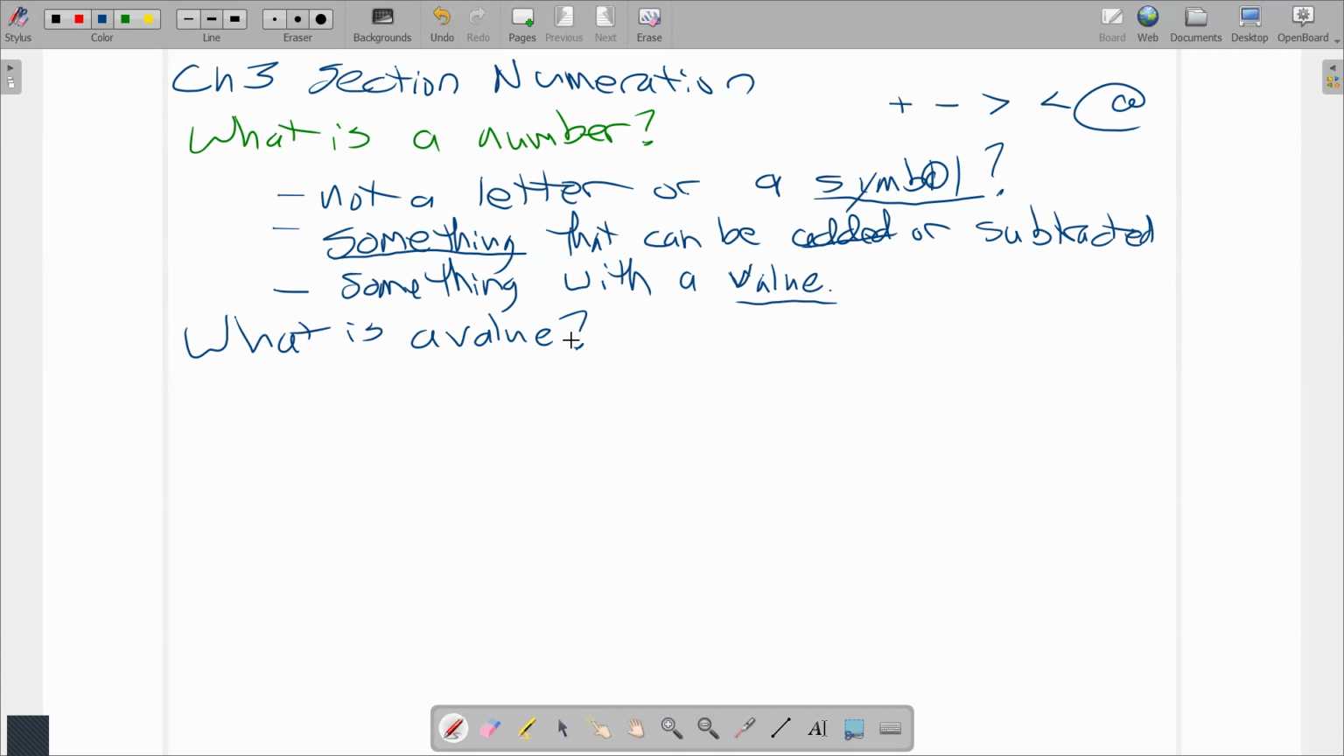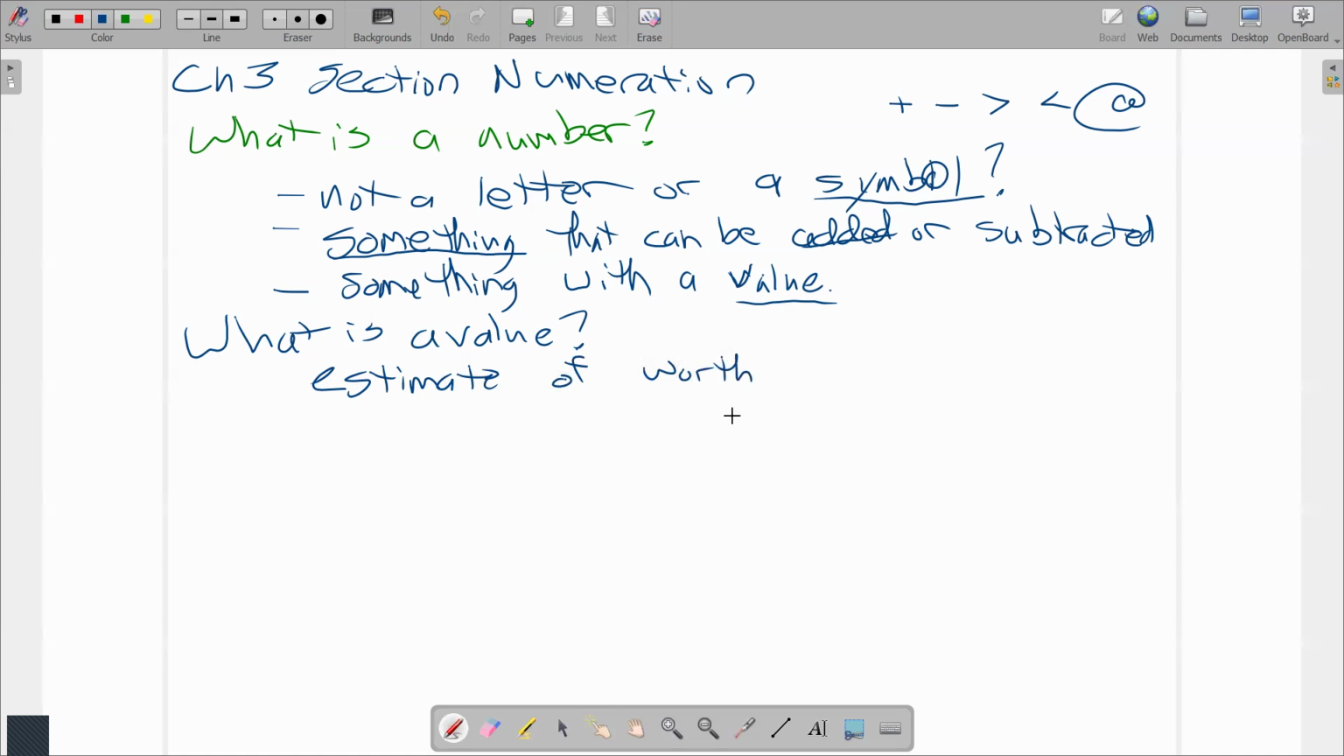Somebody online, what's a value? Can I Google? Sure. Google what is a value. As a noun, the regard that something is held to deserve: the importance, worth, or usefulness of something. As a verb, estimate the monetary worth of something. Consider to be of worth, important or beneficial, with high opinion of.